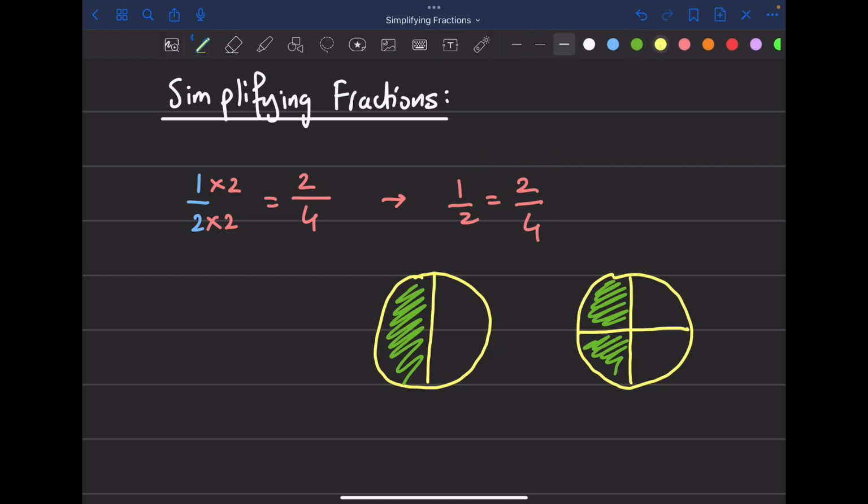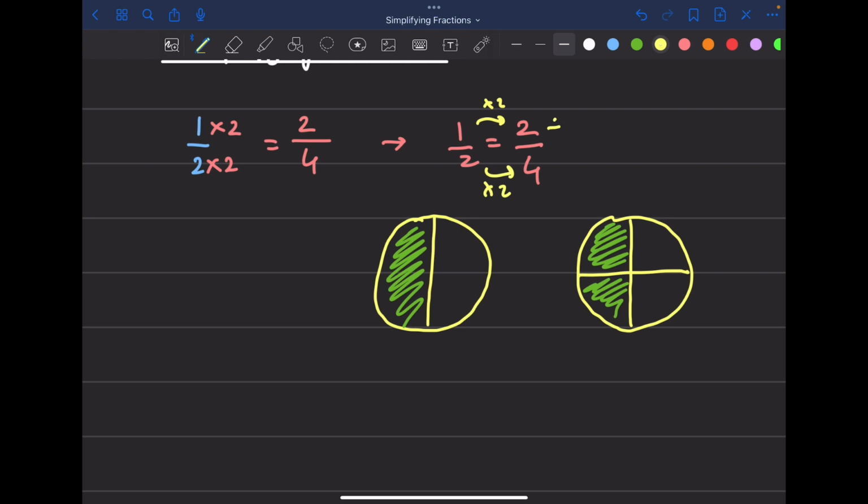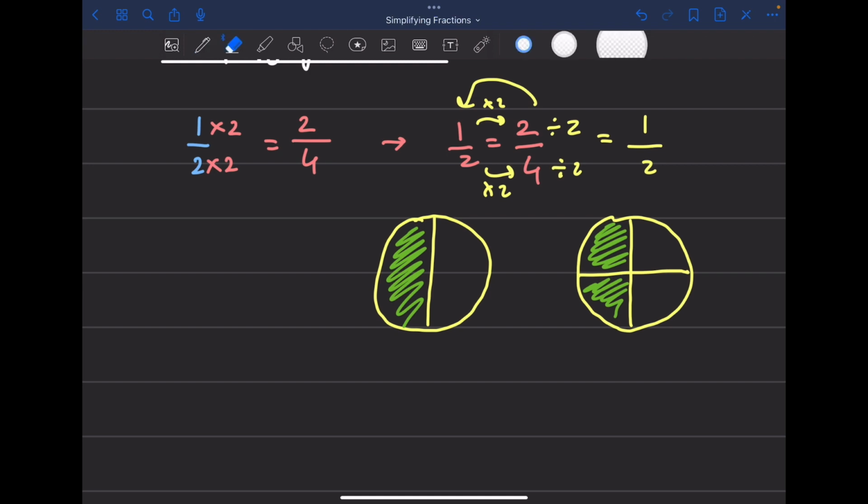Simplifying fractions is the exact same, but the opposite. So instead of finding a fraction that is bigger, in this case we multiplied by 2 in the numerator and denominator, we can do the opposite. So we can actually divide by 2 to get 1 over 2. We are going back, but this is assuming we did not know the first half of this question.